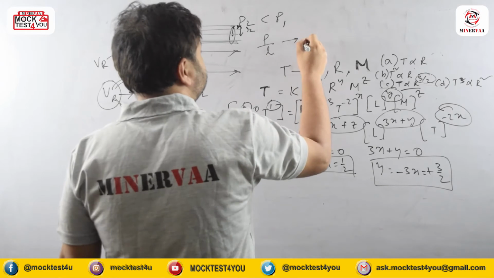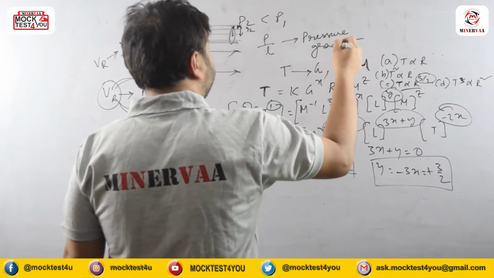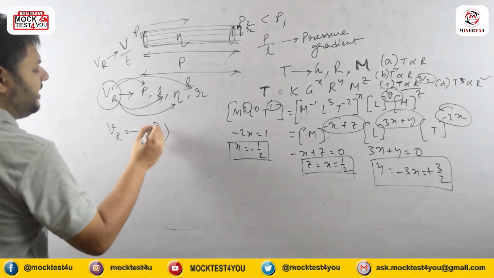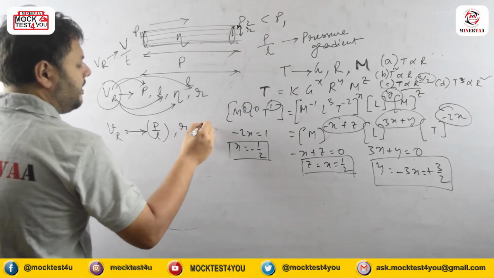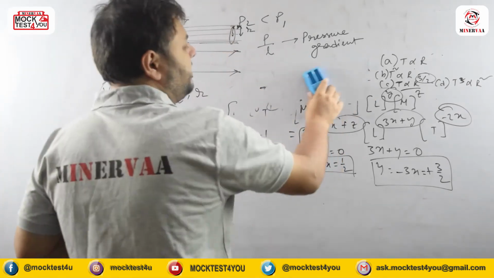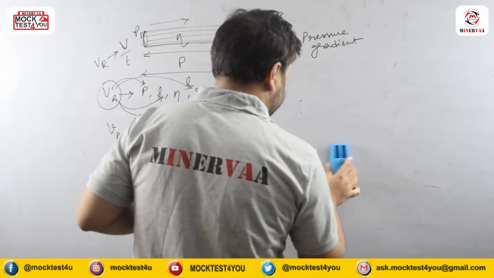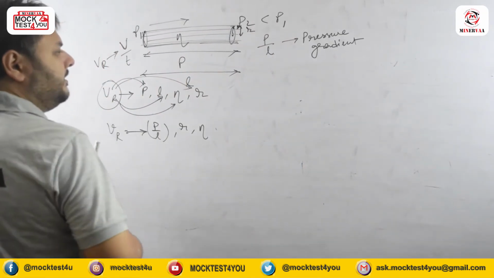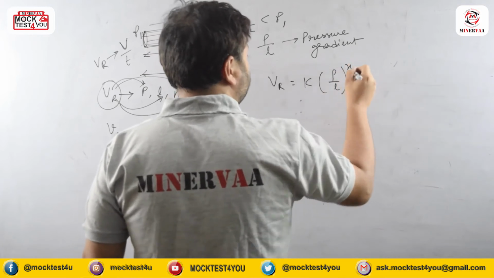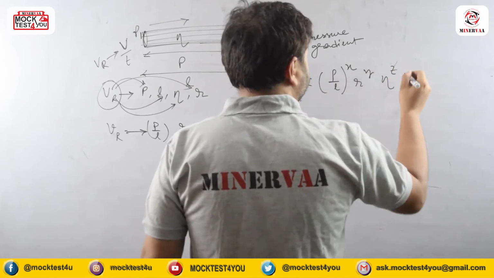So P by L is taken as a new quantity, which is called the pressure gradient. If the pressure gradient is taken as a single quantity, we can write that V_r depends upon pressure gradient, R and eta. So now we have transformed the equation in such a way that the rate of flow of the fluid depends upon three things: pressure gradient, radius and eta. So ultimately V_r equals K (P by L) to the power X, R to the power Y, and eta to the power Z.